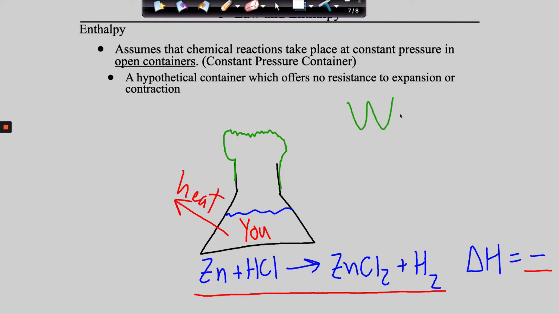Work is equal to force times distance. So guys, in order for work to be done, something has to move, and there has to be an opposing force. So now guys, let's talk.